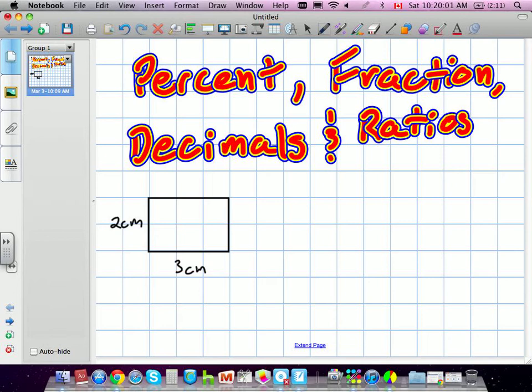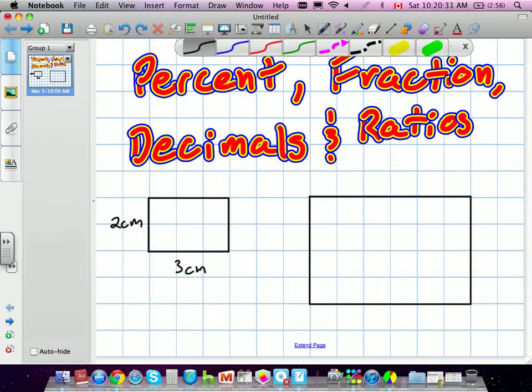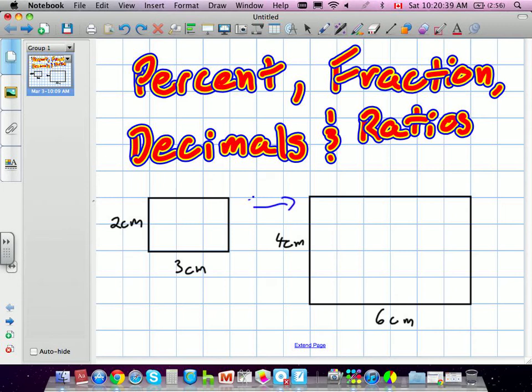Now, to have something that is similar to this, you have to set up the same type of ratio. So a similar rectangle, in terms of a ratio, could be something like this. So, what are the measurements of this rectangle? 6 centimeters. 4 centimeters. Okay. So these are similar. They're not the same shape, but they're similar shapes.